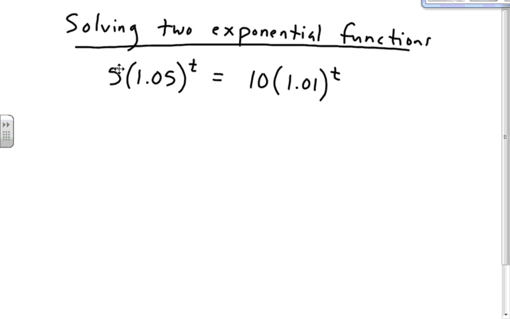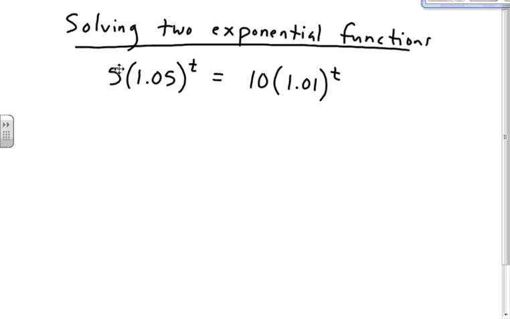So you can see here that we have a smaller initial value, but growing at a larger percent, right? 5 times 1.05 to the t, and then we have 10, but growing at a lesser percent. And we know that t is going to be positive here because both functions are increasing. So eventually, the one with the 5 in it will catch the other one. So we need to figure out what t to use here.